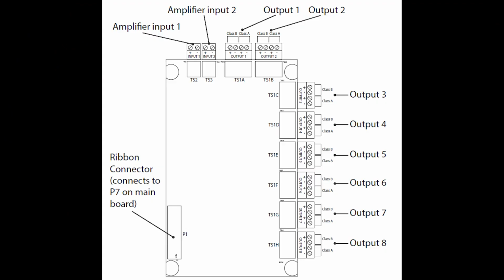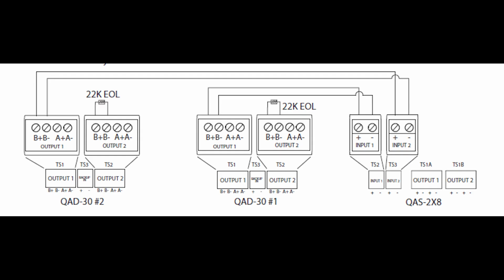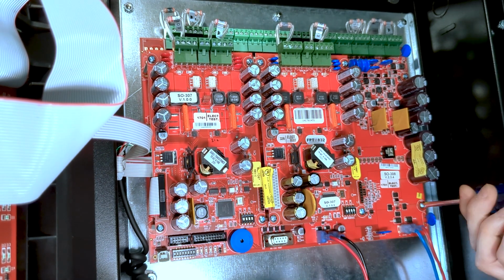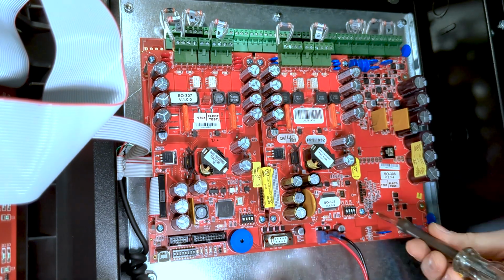The QAS 2x8 splitter provides 8 fully supervised Class A or B output zones that can be driven by two separate inputs from both primary and secondary amplifier circuits. I will now demonstrate the installation of the QAS 2x8 splitter card.